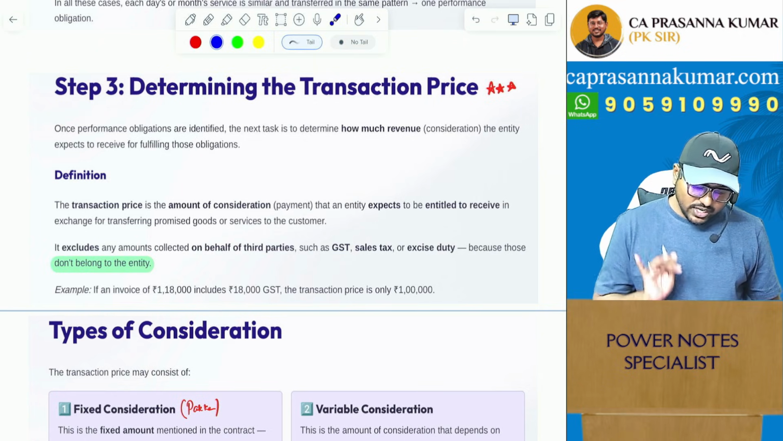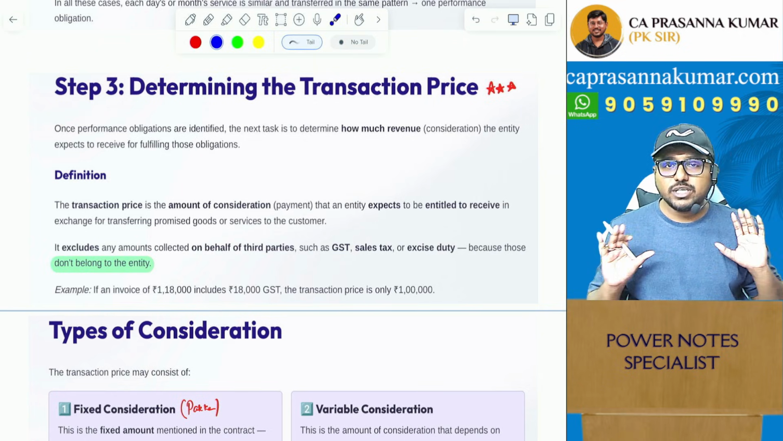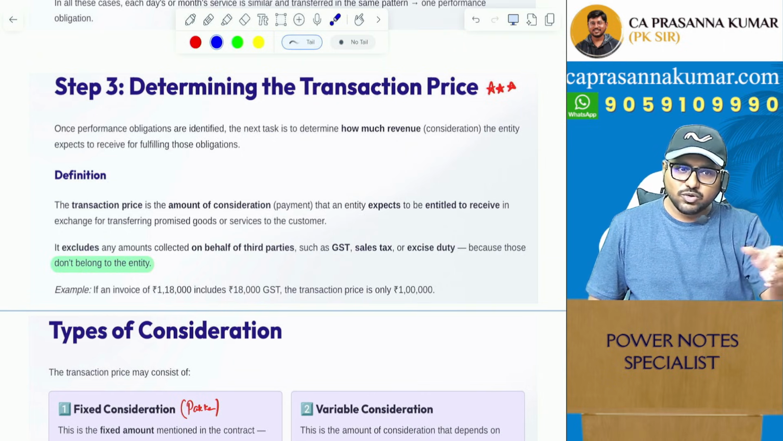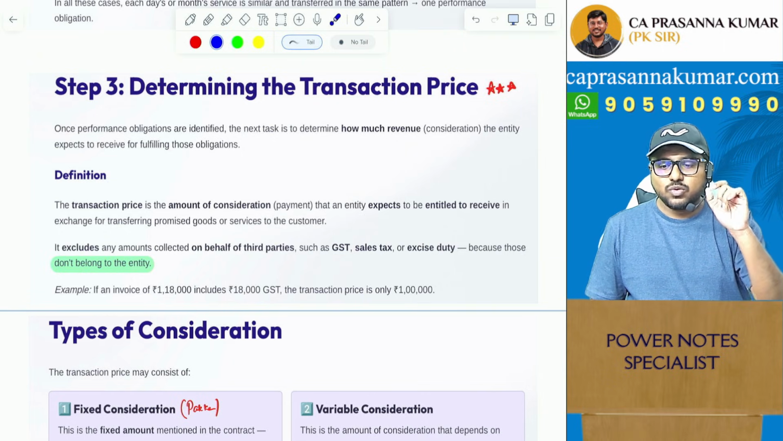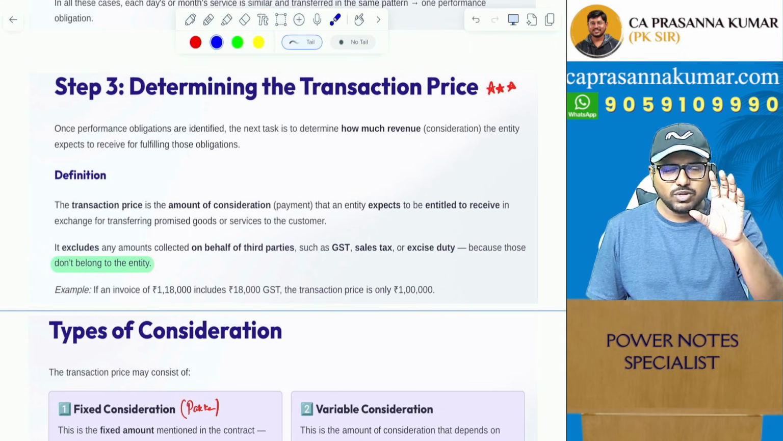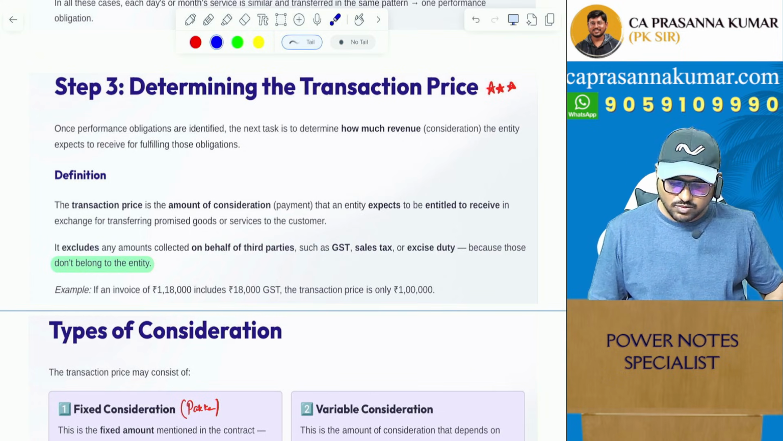Whereas when it comes to step 3, there are a lot of points which are repeatedly asked in multiple questions, like 10 questions, 15 questions, on the same concept. So when I'm going through the revision sessions, I'll highlight those points and make it totally exam focused and exam oriented for you, right?